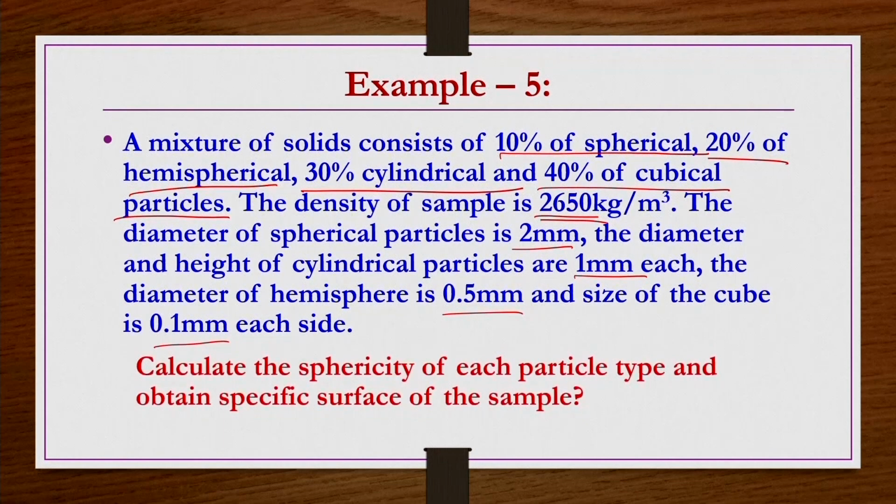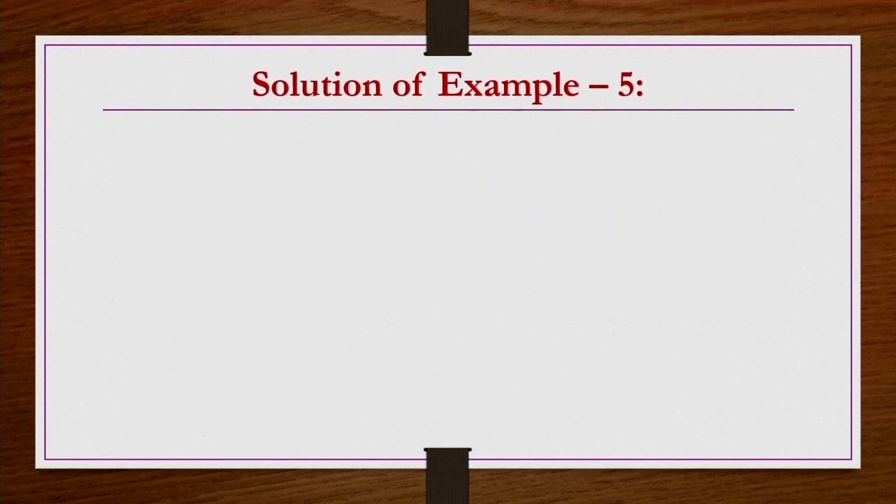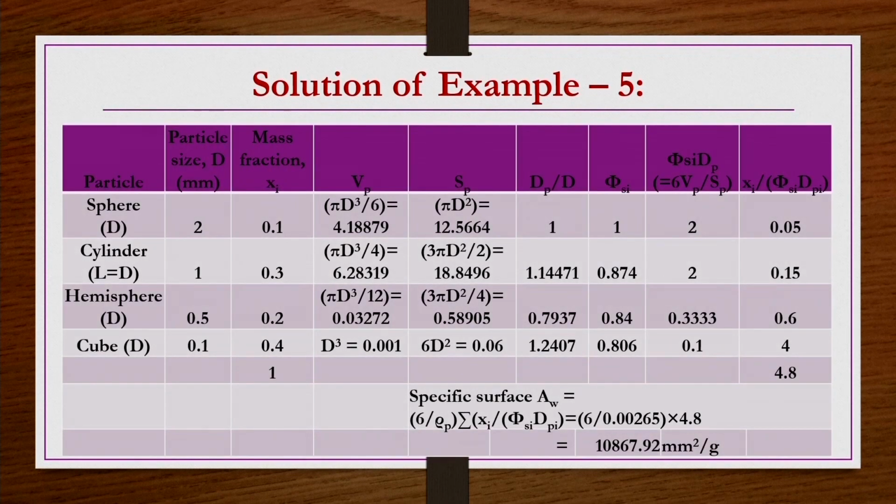For this, we have to find out the sphericity for each particle type and then obtain the specific surface of the sample. The particle size is given in mm, and the corresponding mass fractions are given in the second and third columns. Okay, this is the summation. When you add together, this fraction is 1. So, V_p, the volume of each particle, and S_p, the surface area of each particle, are calculated here.